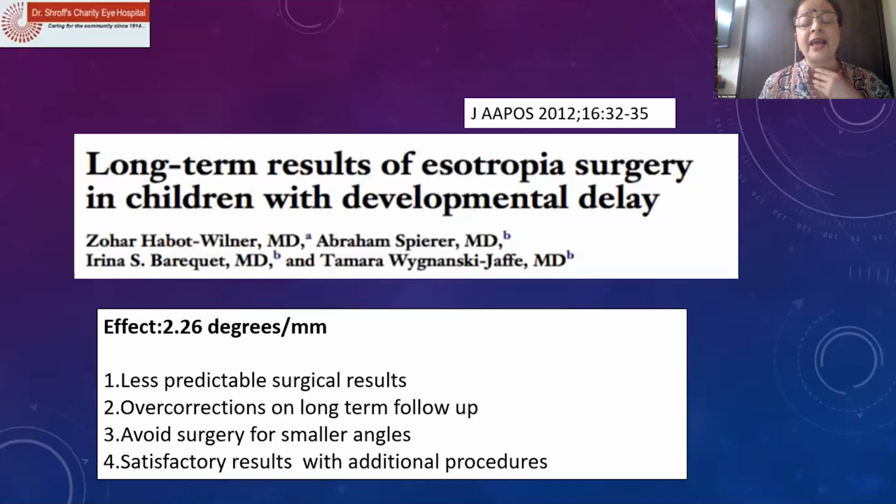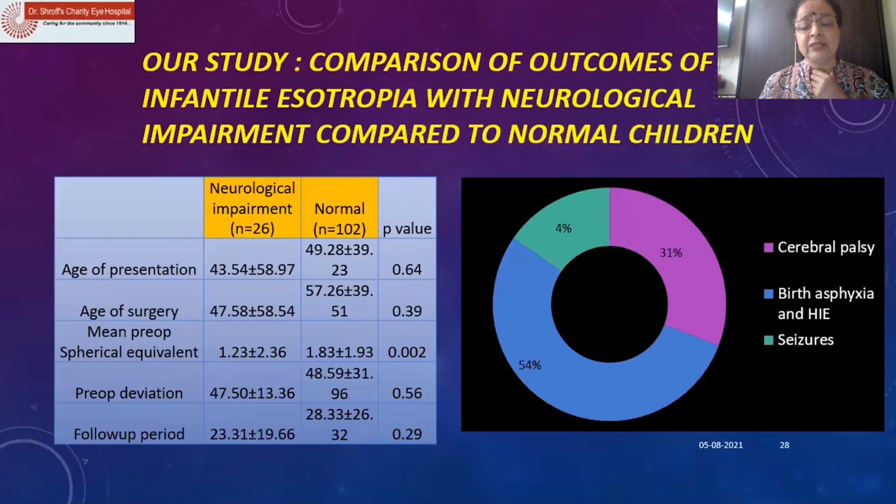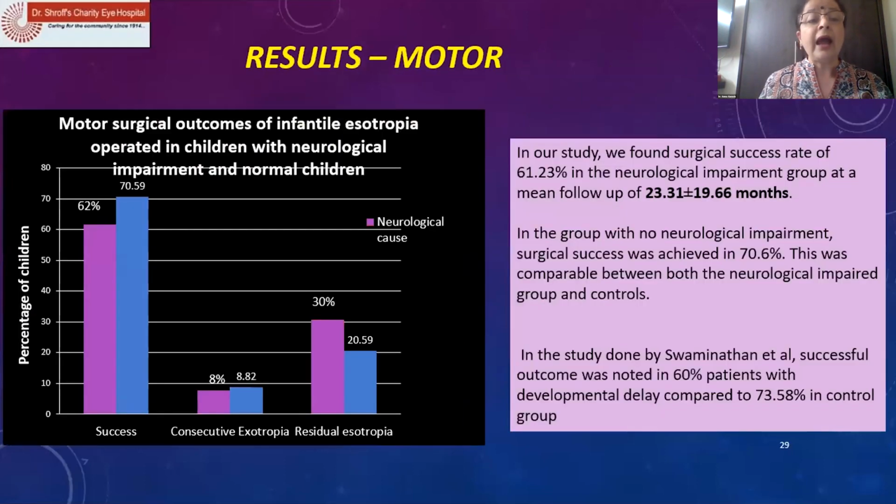So what are the long-term results in these children? The paper said that there are less predictable surgical results, there are overcorrections, and some of them say that there are satisfactory results with additional procedures. So we did a study comparing it with normal children. Of course, our data was very small. We just had 26 children in our data, and most of them were children with birth asphyxia and cerebral palsy. They had a pre-op deviation of more than 40 prisms, and they had a 61.23% success rate. Another paper published from Shankar Netralaya also reported a good outcome in 60% of patients.